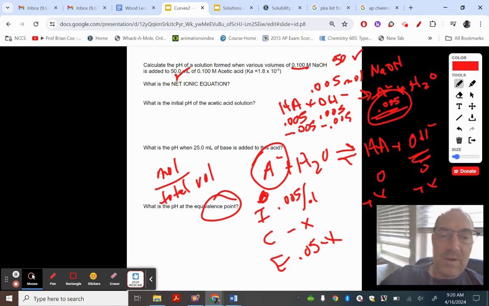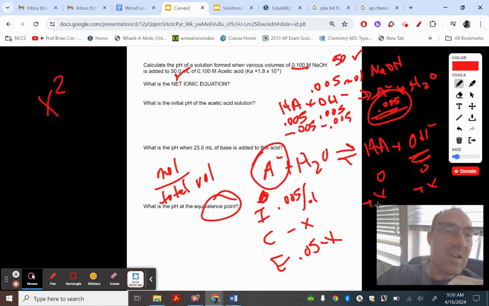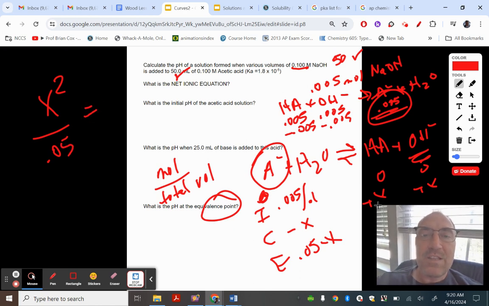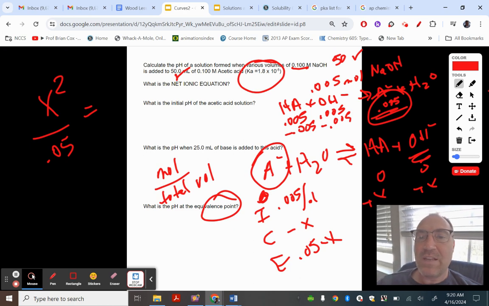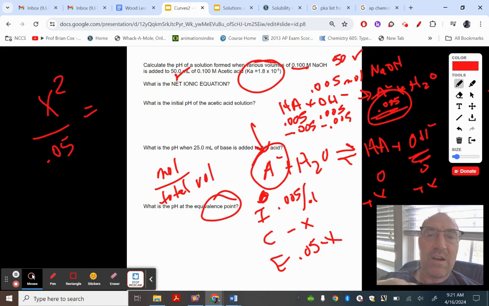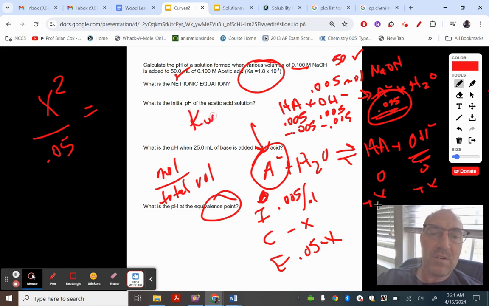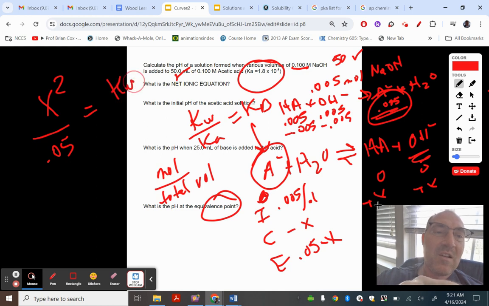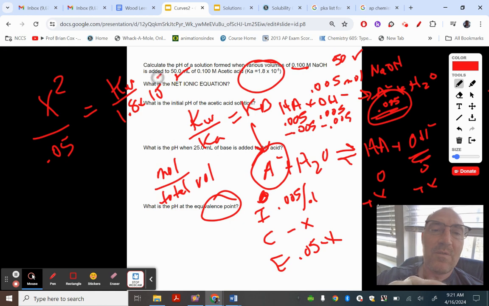And so anyways, your X squared over 0.05 is equal to, okay, now it's not equal to this Ka. The reason why is that this A minus is actually a base. So what you have to do is take Kw divided by Ka to give yourself Kb. So again, this would be Kw divided by 1.8 times 10 to the negative fifth.